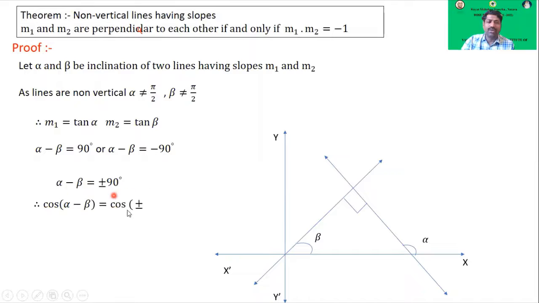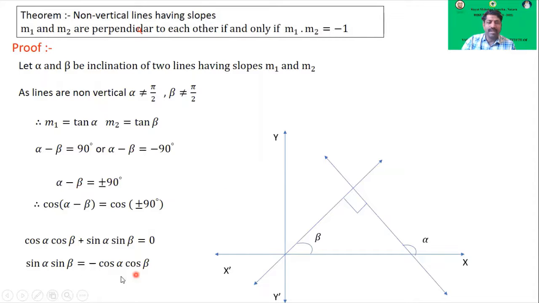Now taking cosine of both the sides, so cos(alpha minus beta) is equal to cos of plus minus 90. So cos(alpha minus beta) is cos alpha cos beta plus sin alpha sin beta, and cos of plus minus 90: cos of 90 is 0, cos of minus 90 is also 0. Now transfer cos alpha cos beta to the RHS, so it will be minus.